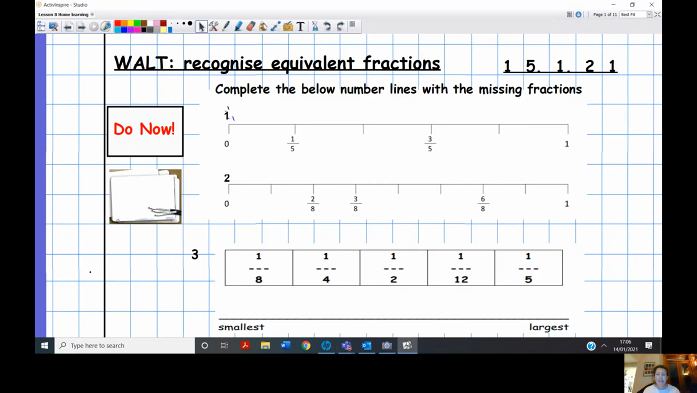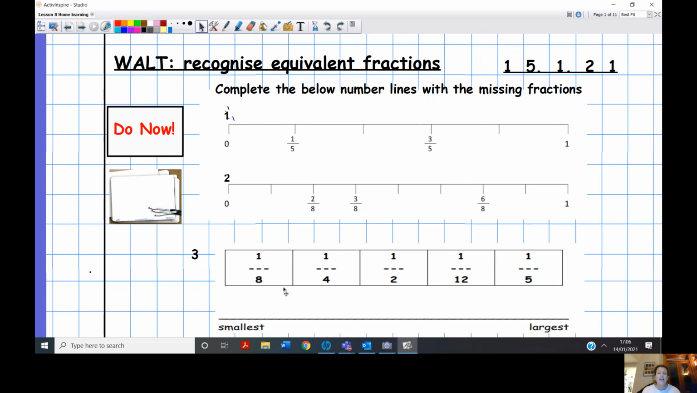And our do now is going to be looking at a little bit of what we did yesterday. So your first task is going to be to complete the number lines with the missing fractions. You are just going to need to write down the missing fractions. Remember in these two number lines that the denominator is the same, so you're just going to be looking at changing the numerator. So count on the number lines to help you fill in those missing numerators.